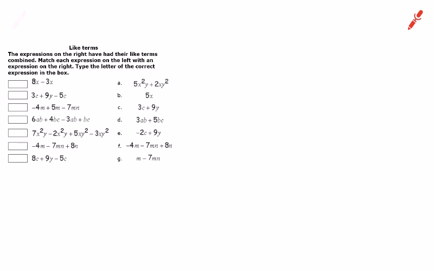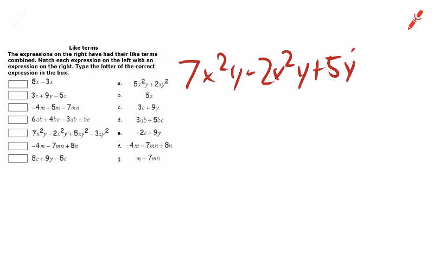Continuing on, this is the big one here. It's 7x squared y minus 2x squared y plus 5x squared minus 3xy squared. Okay, again, this one's a little trickier or harder to see at first, I guess. Combining like terms, the exponents need to be the same too. So although these all have x's and y's, when you're talking about, oops, I missed one here.